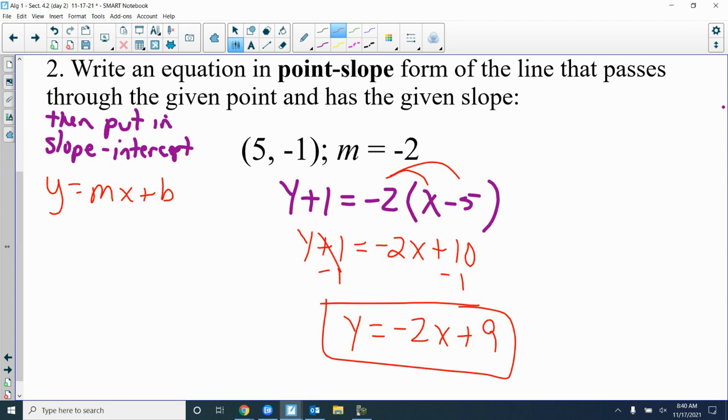Okay? Now, guys, just remember, if you have 2 points, like if we had to get the slope first using y2 minus y1, it doesn't matter what point you pick after you find the slope to put it in point slope form, because you're going to get the same slope intercept form no matter what point you pick. Okay?